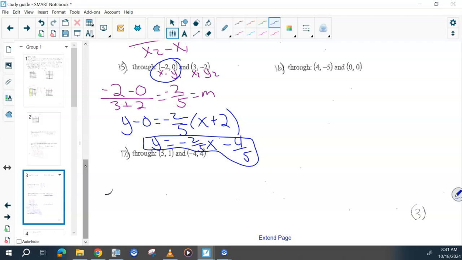Reminder, if you get something like 0, 0, still find your slope first, but then you don't have to do this part because that is your y-intercept. You can go straight from this to your equation because you have your y-intercept. Let's go on to page 4, your parallel and perpendicular lines. Questions on that page?